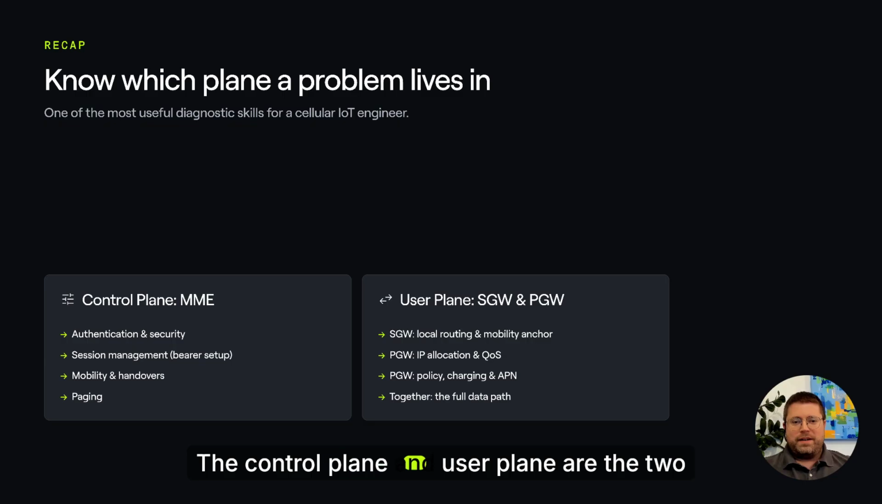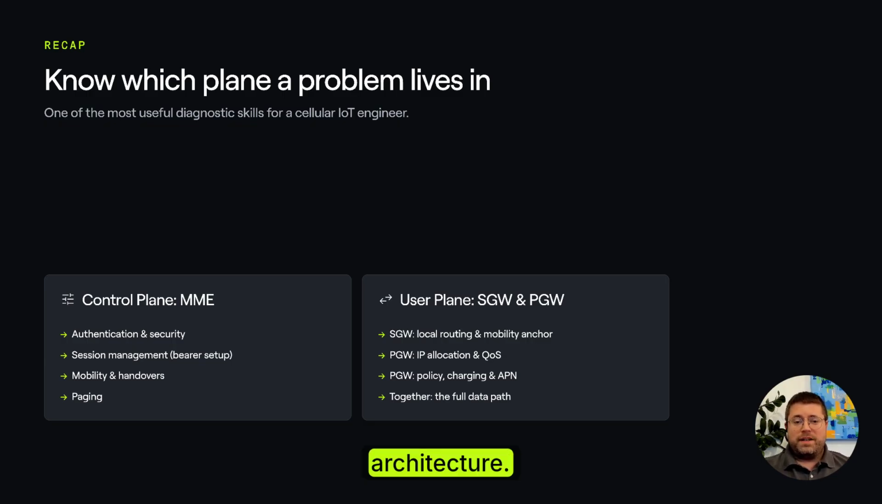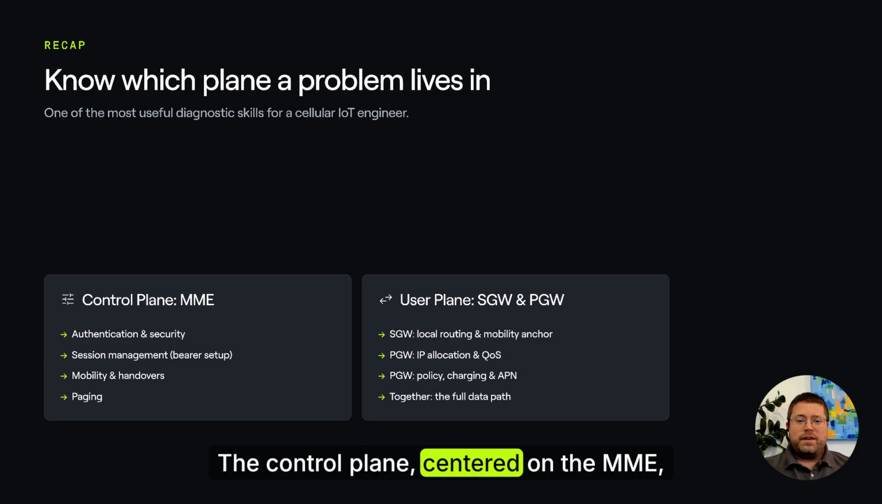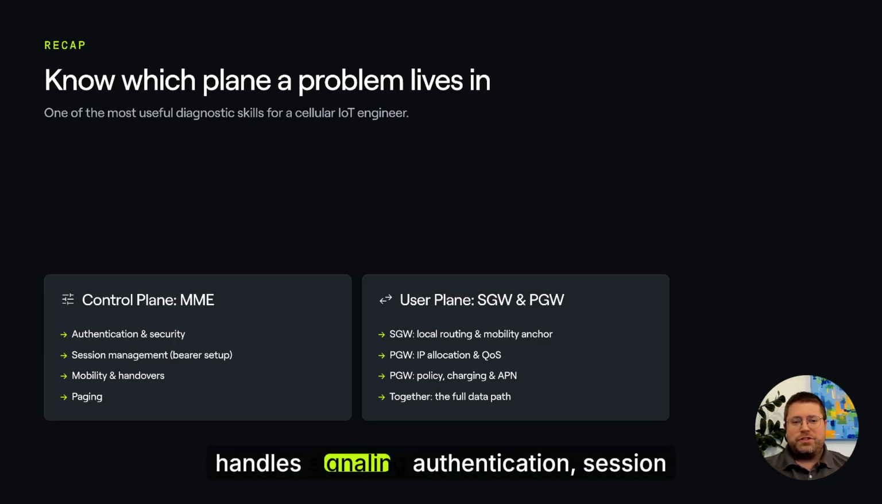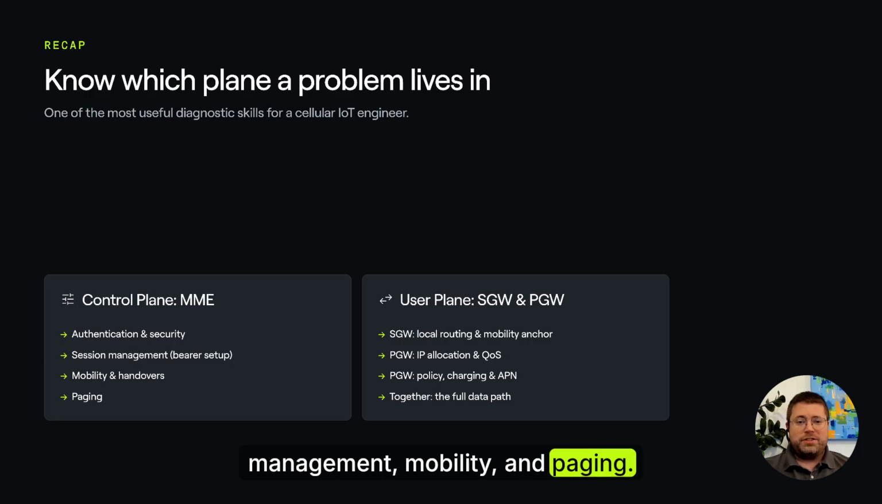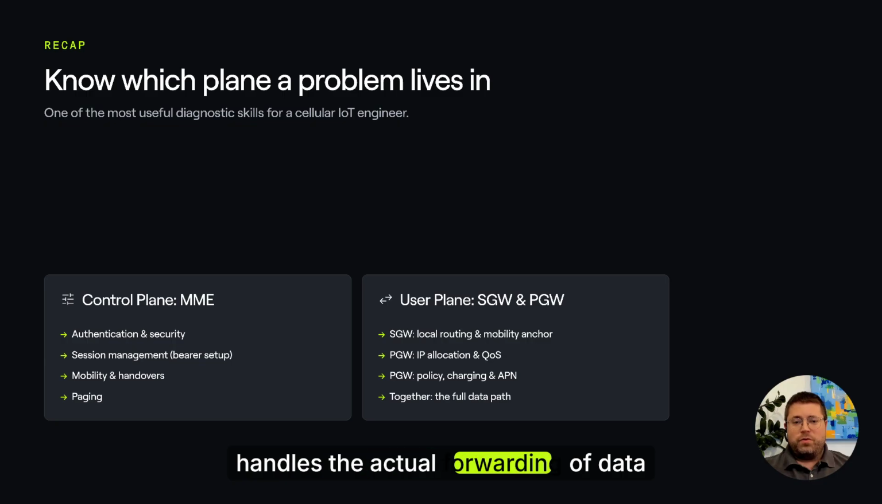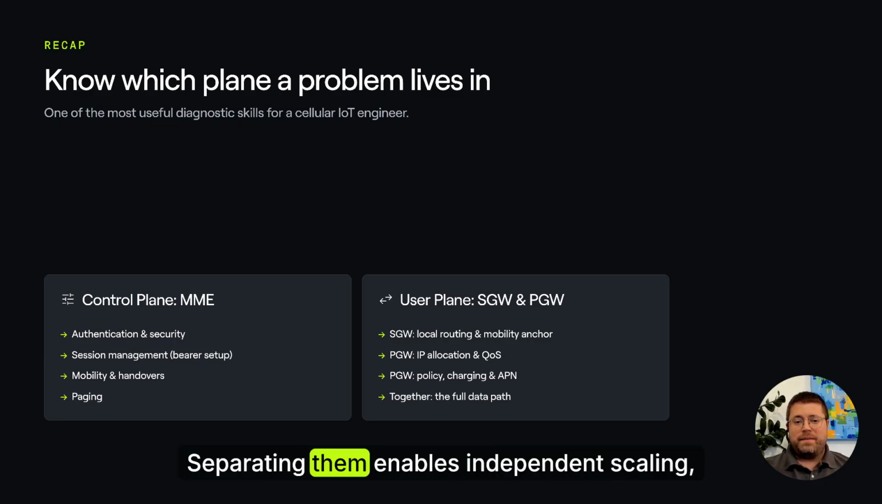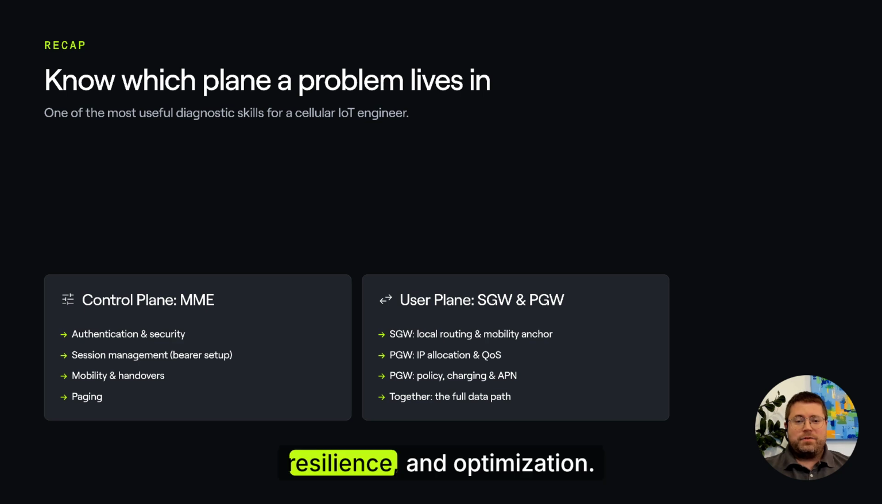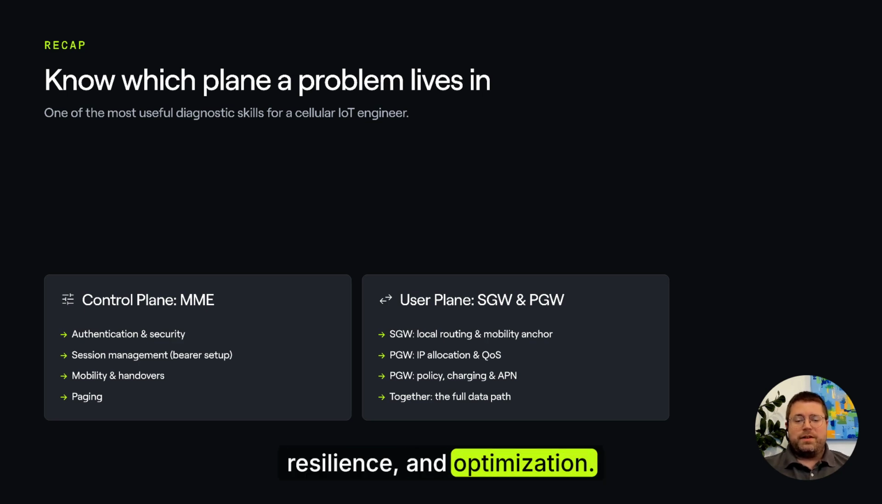The control plane and user plane are the two fundamental layers of LTE network architecture. The control plane, centered on the MME, handles signaling, authentication, session management, mobility, and paging. The user plane, built on the SGW and PGW, handles the actual forwarding of data packets from device to internet. Separating them enables independent scaling, resilience, and optimization.